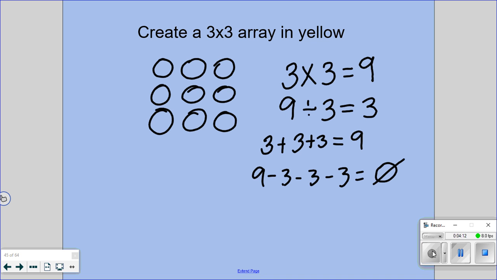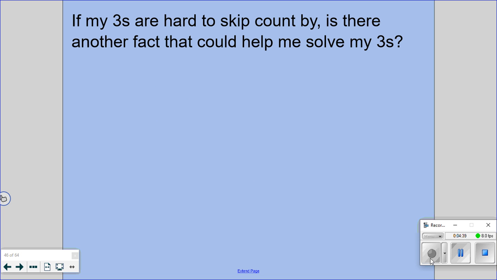Most of you, when you were solving this problem, you probably did skip count, because I imagine most of you can skip count by 3's 3 times. All right, let's do our karate chops. Ready? 3, 6, 9. So skip counting works for that one. But I'm going to show you another way, especially when we start getting bigger numbers that we're skipping. So if my 3's are hard for me to skip count, is there another fact I could use that would make it easier?